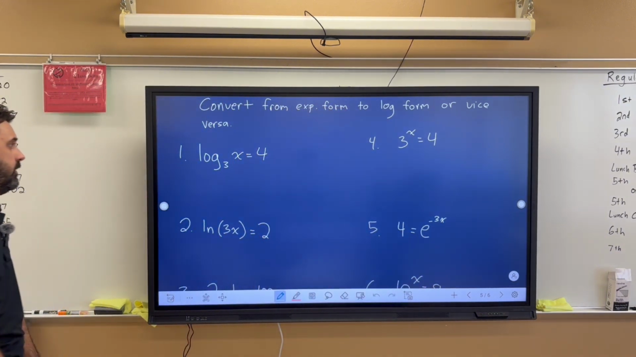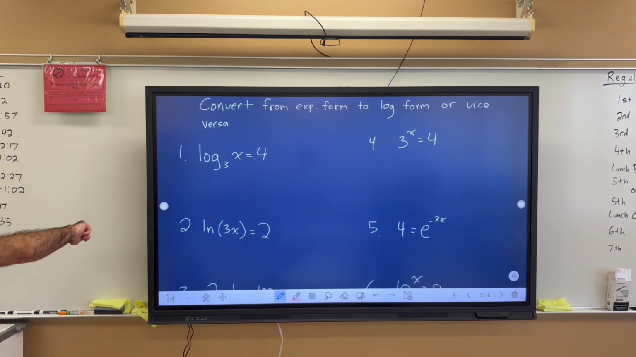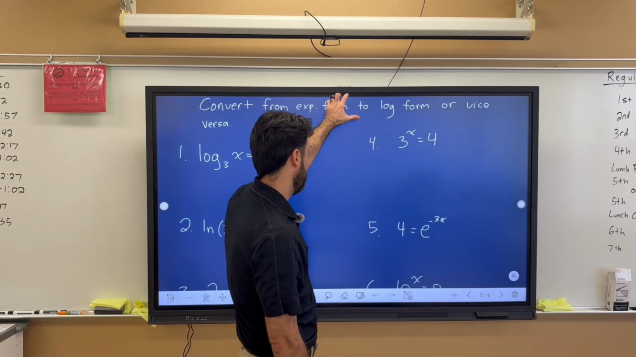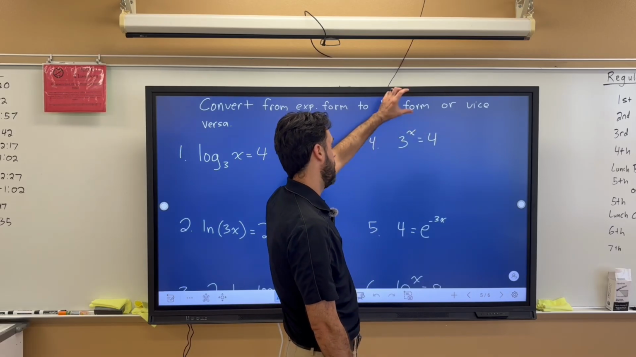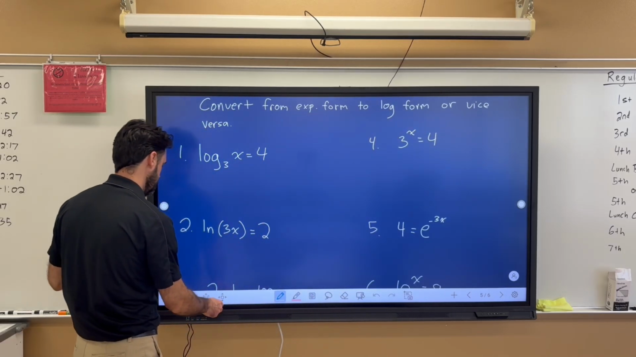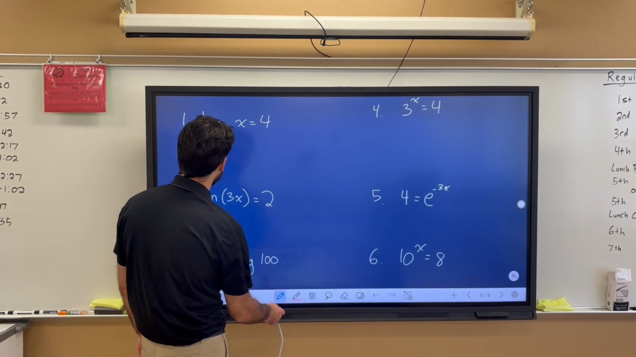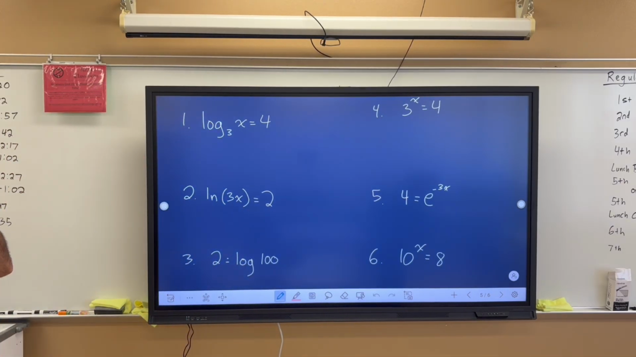All right, so let's take that and look at some questions here. So we're gonna convert each of these. I've got 6 questions. I know they're cut off at the bottom, but I'll move it in a second. So convert each of these either from exponential form to log form or vice versa, log form to exponential form. All right, so first question. We've got a log, and we just want to write this as an exponent.